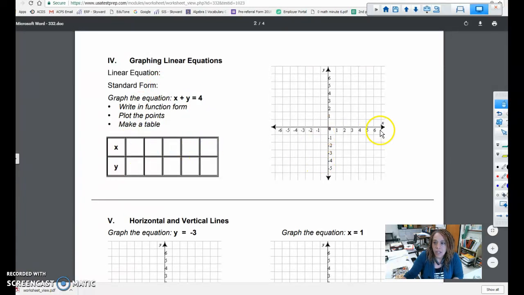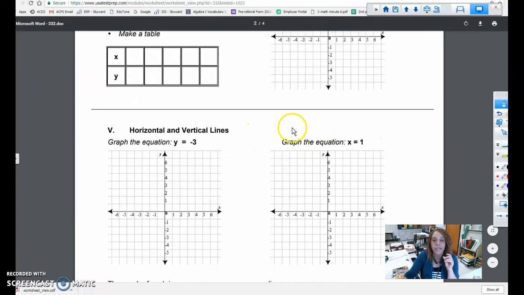Anything on this x line, you can use as an x value. So if you want to put in x is negative 4, negative 3, negative 2, negative 1, and 0, knock yourself out. You put in x values, use this equation here to find your y answers, then plot those. When you get to horizontal and vertical lines, I will be doing a separate video on that, so check out that video very soon.